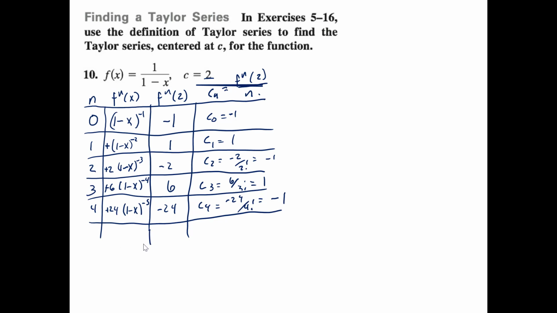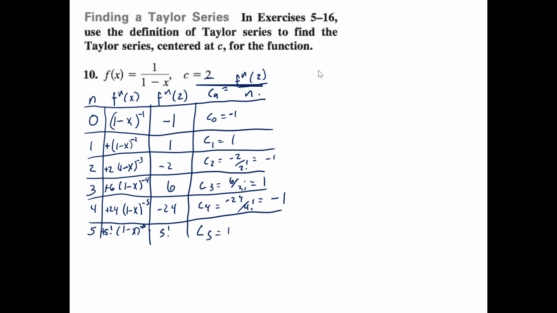And what you can see is that it's very obvious what the pattern is. Because when you bring this down, you're going to end up with 120, which is 5 factorial. And then this is 1 minus x to the negative 5 times the derivative of the inside. This should have been negative 5 factorial. So then you end up with positive 5 factorial. And so then your C5 is going to be 1.